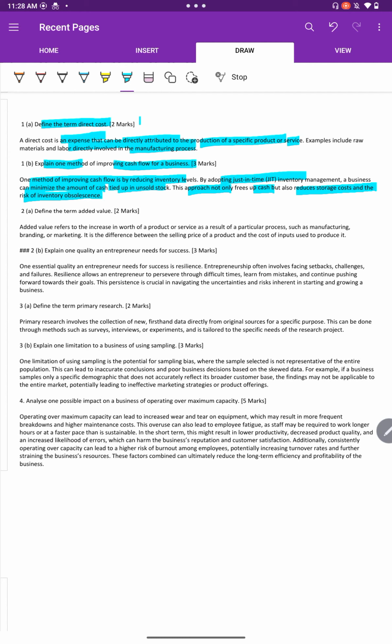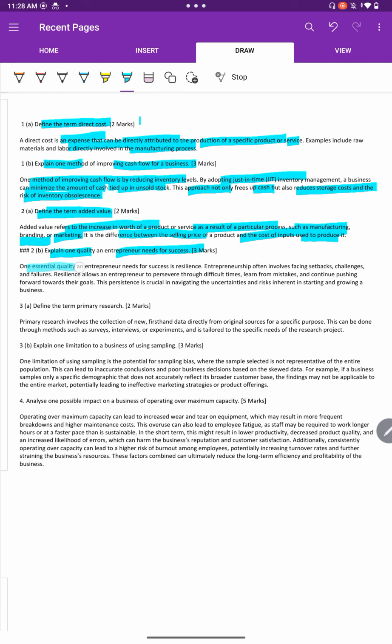And the next question, we have to define the term added value. So added value refers to the increase in worth of a product or service as a result of a particular process such as manufacturing, branding, marketing. It is the difference between the selling price of a product and the cost of inputs used to produce it. B part is explain one quality an entrepreneur needs for success.